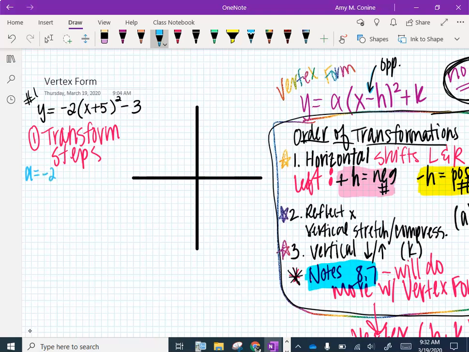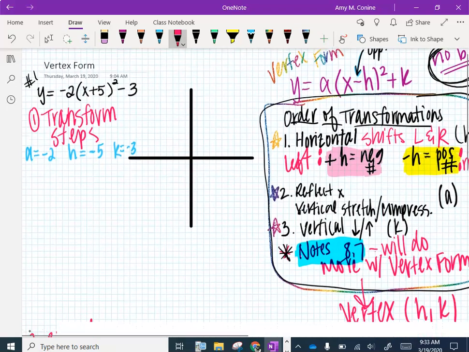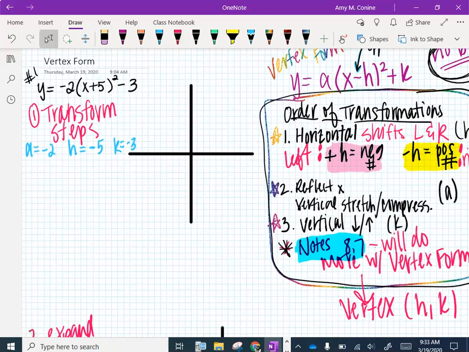I have -2. My h now is -5, because this is positive, and then k is whatever is there, so this is just a -3. You don't need to do this every time, but I think it's helpful so you can see the pieces and parts as they are. All right, so then if we're looking at this using our vertex form, you'll be asked to find your vertex.